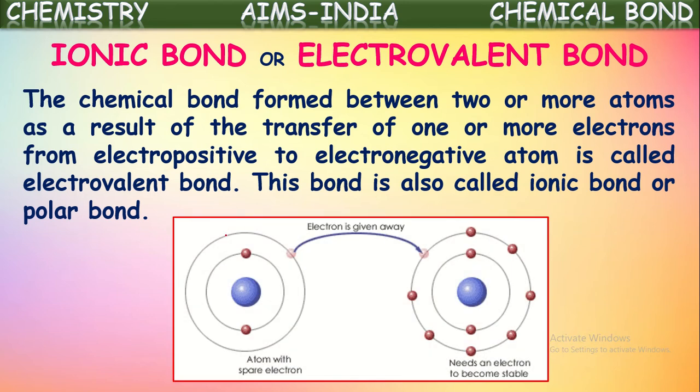See here, one example is shown. One atom is giving an electron. This we say is the electropositive atom, and this other one is accepting that electron.